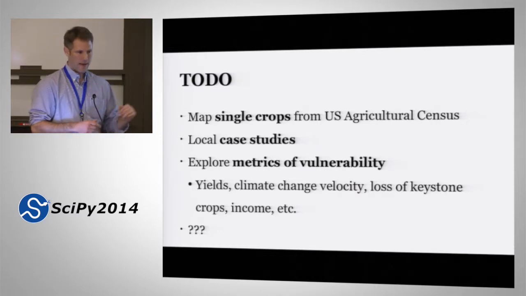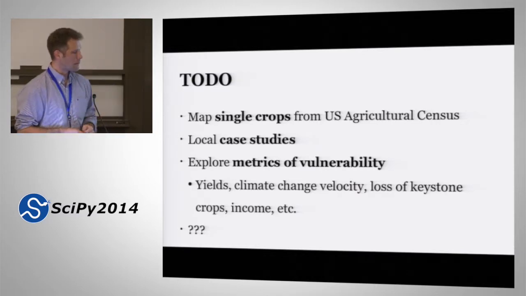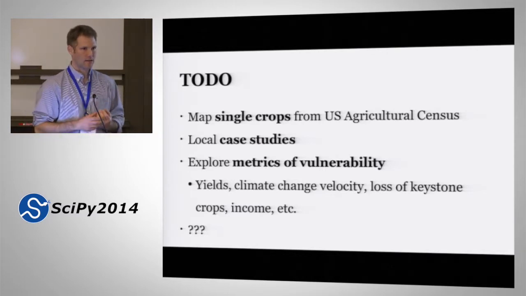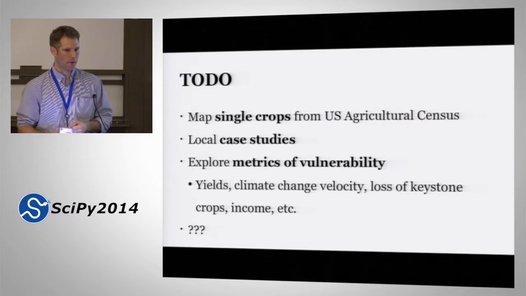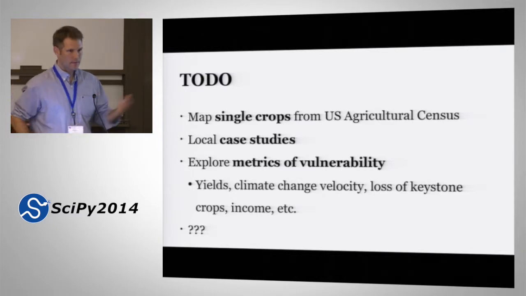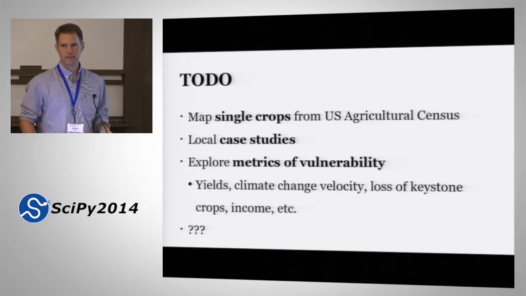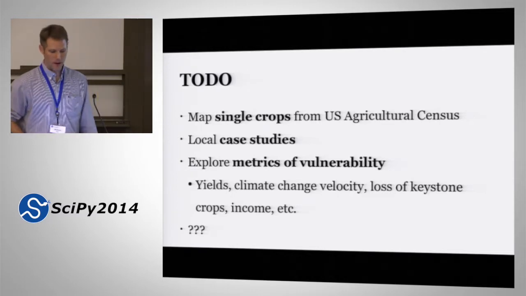Looking at that map, seeing how the zones shift and how much they shift is cool, but it doesn't actually give you a good metric of exactly how vulnerable you are. Are you going to have to plant new crops? Are you going to plant different varieties of crops? Are you going to have to irrigate more? So there are a lot of new directions. If you have any suggestions about where we can take this research, I'm happy to talk to you afterwards about some of those.